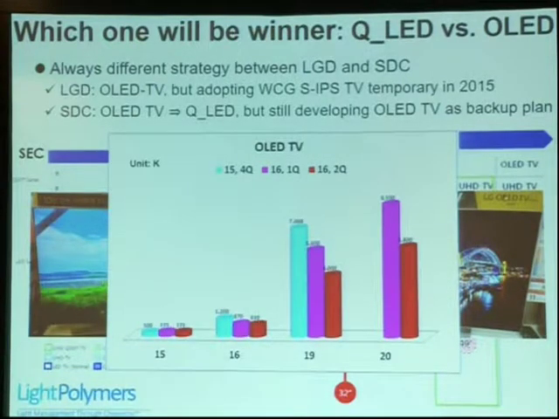Okay, this is the market size of the OLED TV. In 2020, the market size of the OLED TV is almost 5 million. The total TV unit volume this year is maybe 270 million units. So it's 5 million units, which is less than 5%, although in 2020.